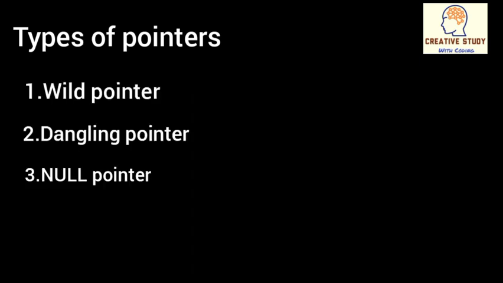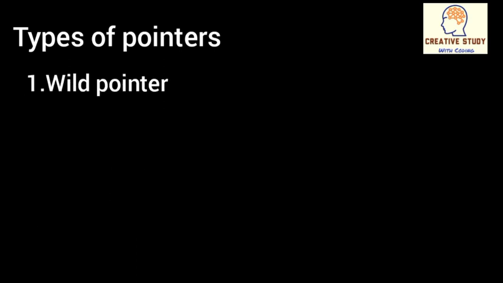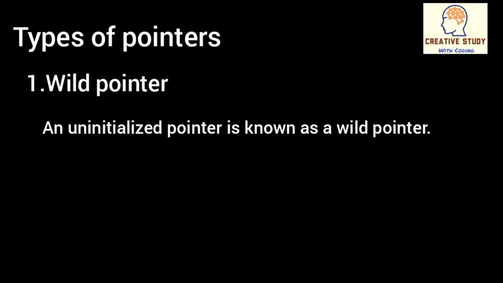Now let's see types of pointers. It is of four types: wild pointer, dangling pointer, null pointer, and void pointer. Let's learn what is wild pointer. We've learned in this video about it that an uninitialized pointer is known as wild pointer, and it's a type of error that occurs when pointer is not initialized. So to avoid it, do initialize the pointer.